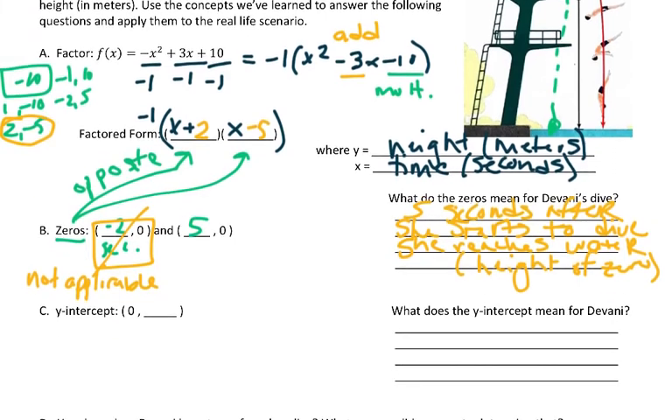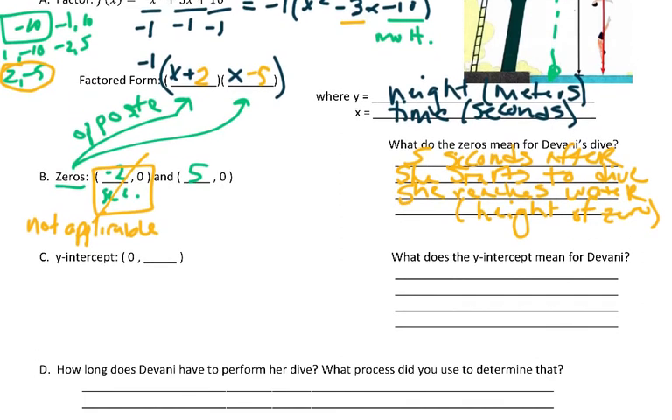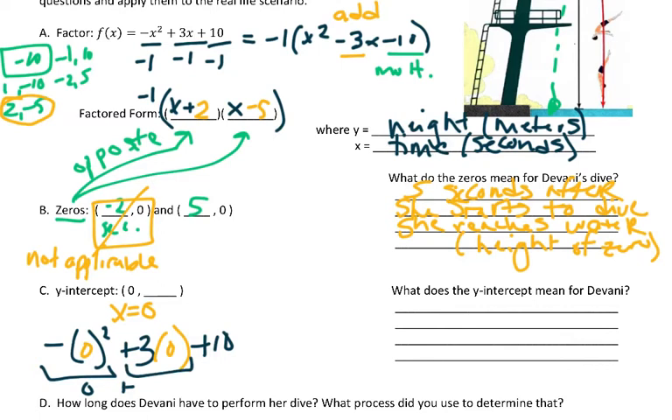Alright, then we continue on, and they want you to identify the y-intercept. And so remember that in order to get the y-intercept, that means your x equals 0, and so we would just plug that into our equation. So officially, we'd have negative 0 squared plus 3 times 0 plus 10. So that first set is going to be 0. To that we'll add 0, and then finally add a 10. So our official y-intercept is at 10.